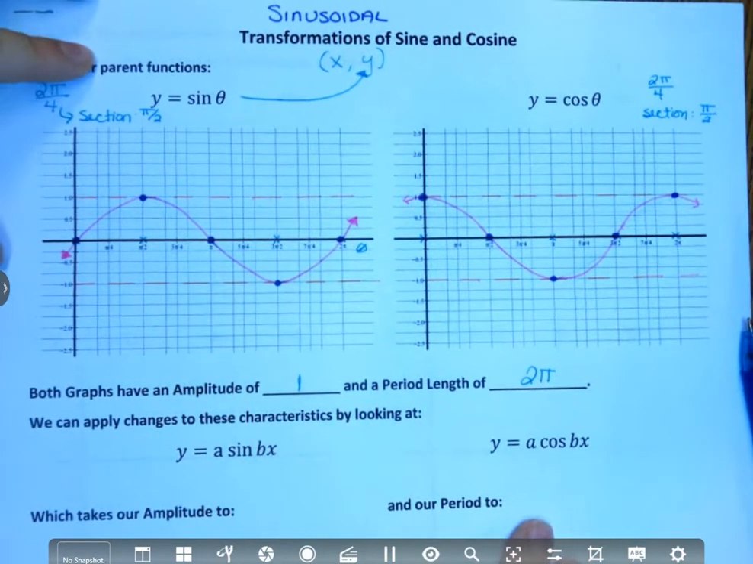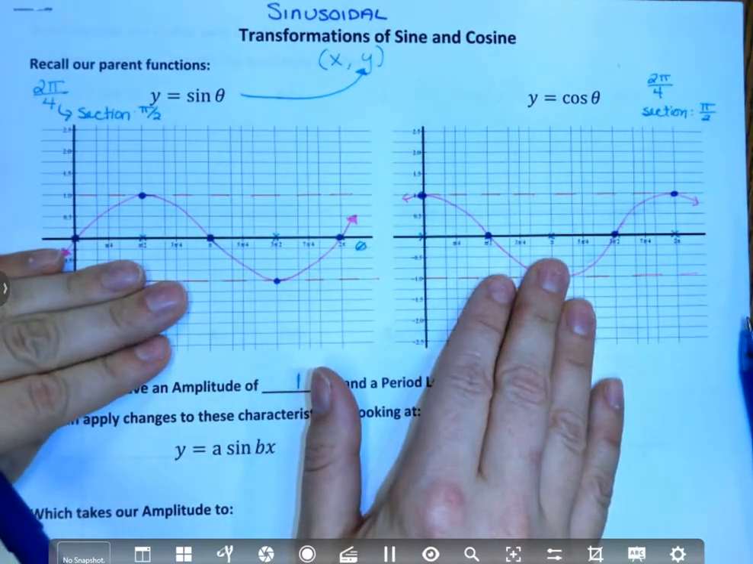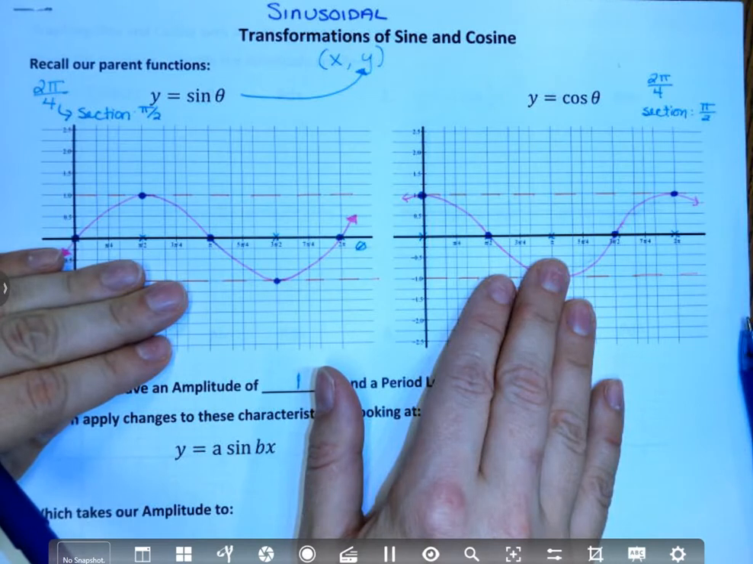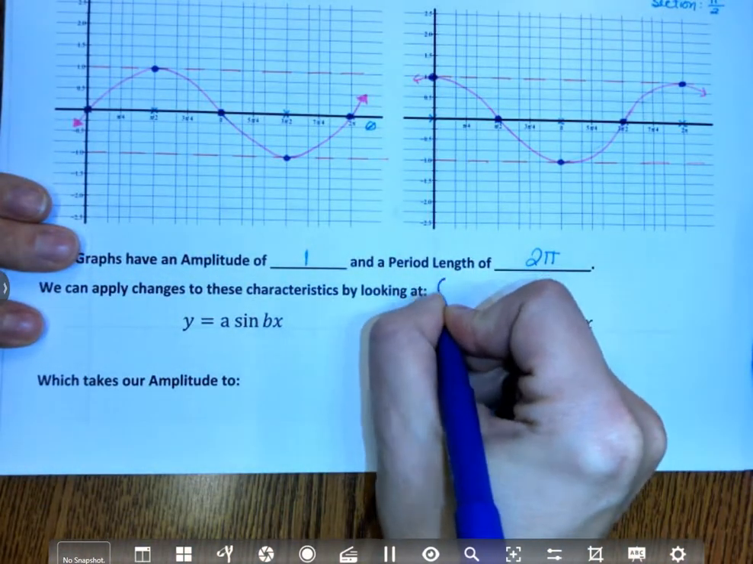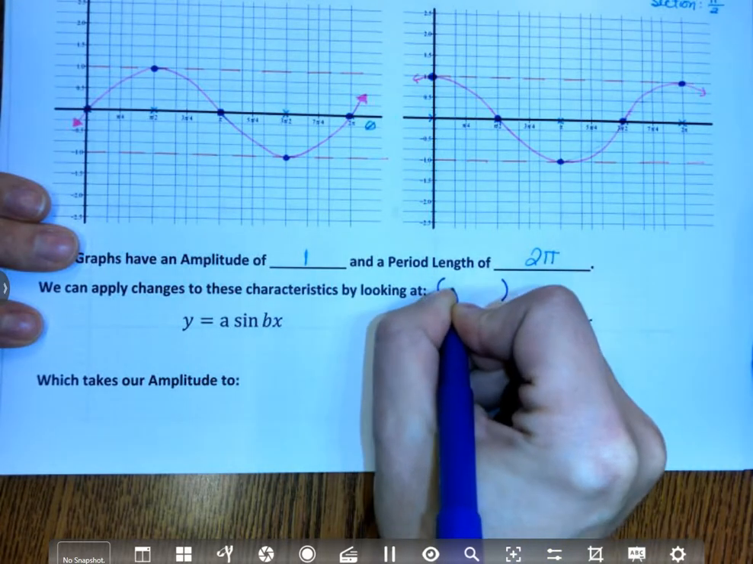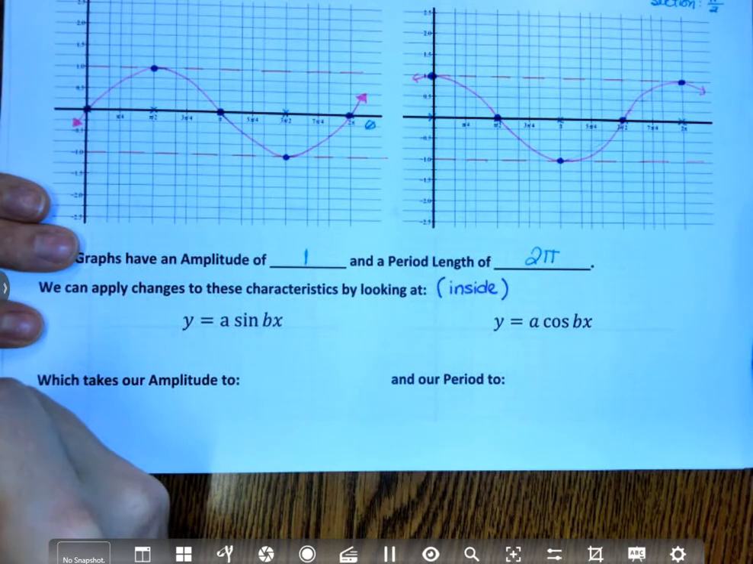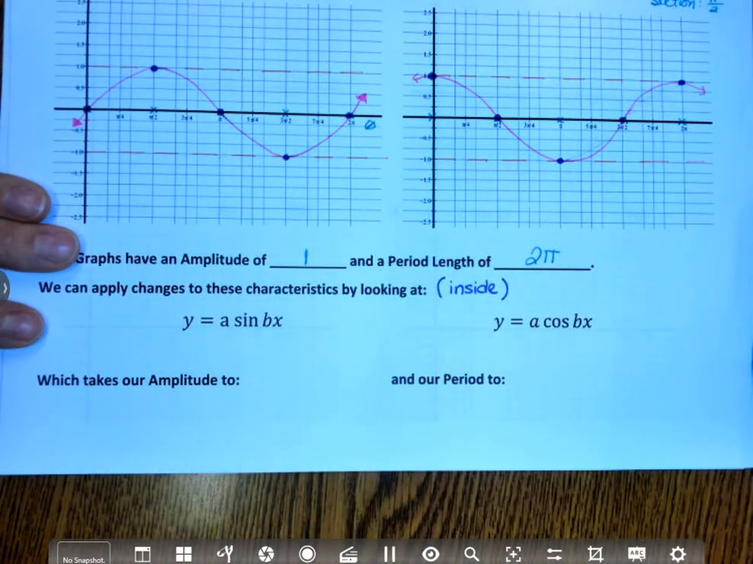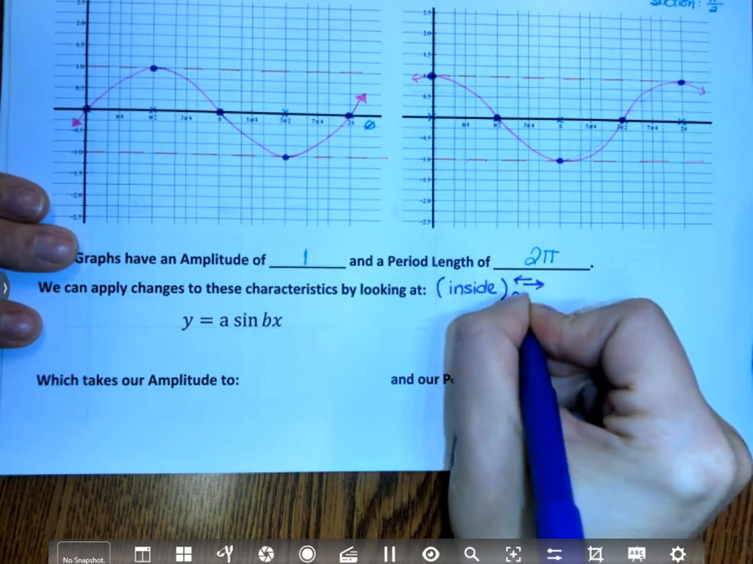All right, so what we're doing today is these are our parent functions. We're going to do our transformations on those functions. I want you to recall, when we're looking at a function, if something is inside the parentheses, which direction does it go? Like your changes. Do they go up and down or left to right? They go left to right, and they go, one more time. Opposite. So I'm going to go left or right, the opposite.